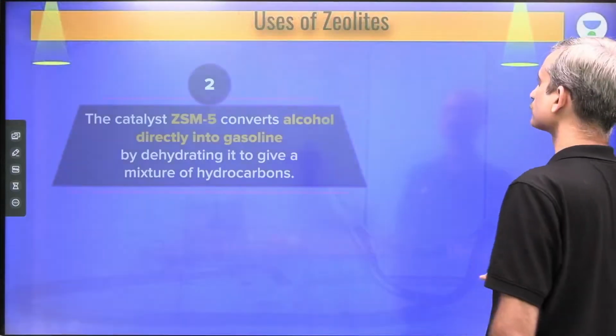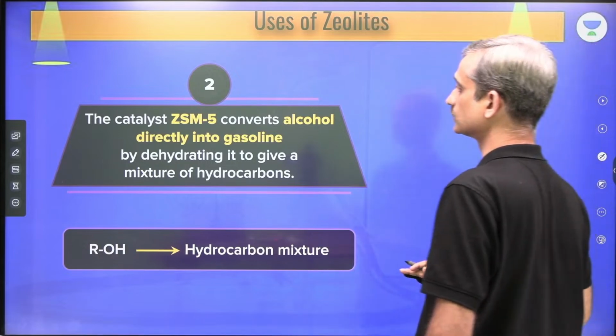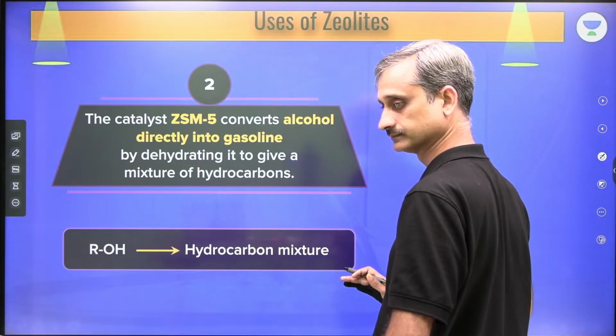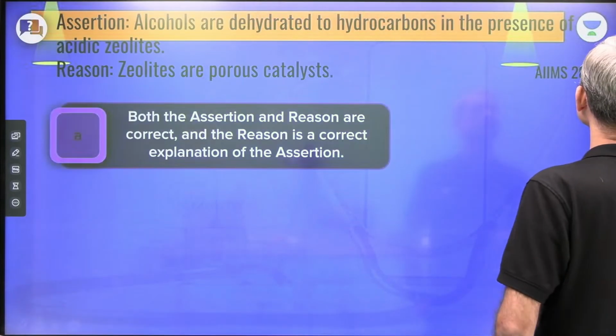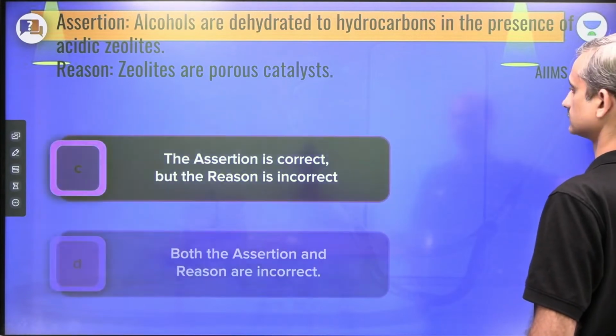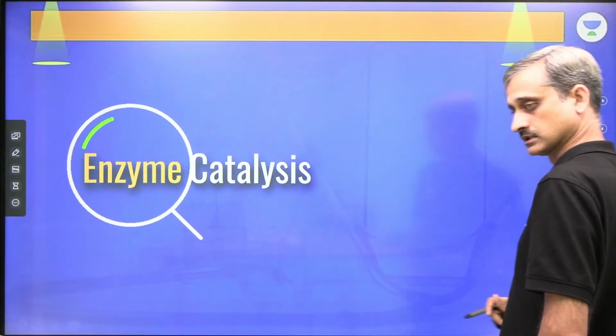Zeolites are used in the petroleum industry. ZSM5 is able to convert the alcohol directly into a gasoline hydrocarbon mixture. And here comes the enzyme catalysis.